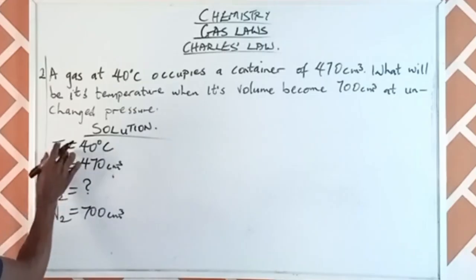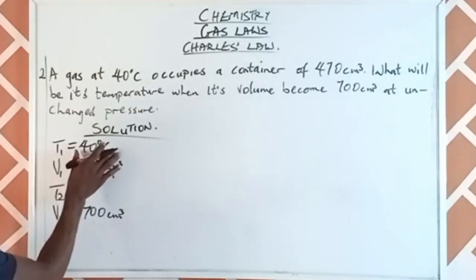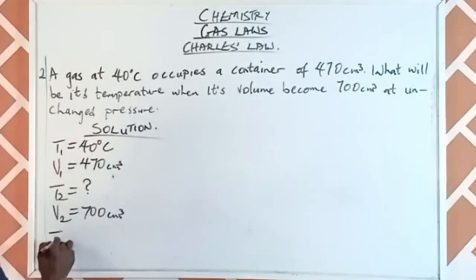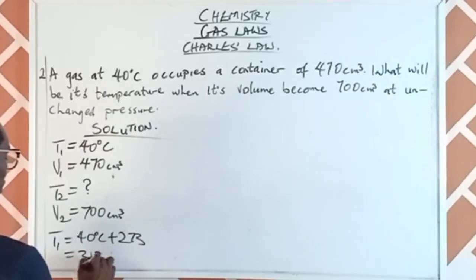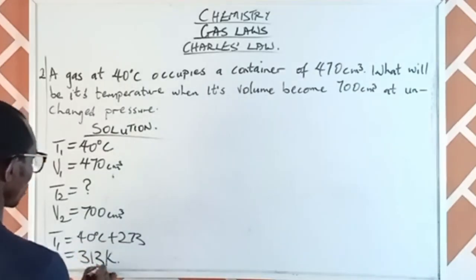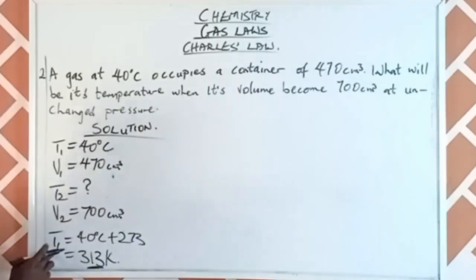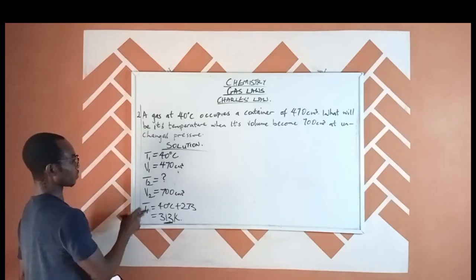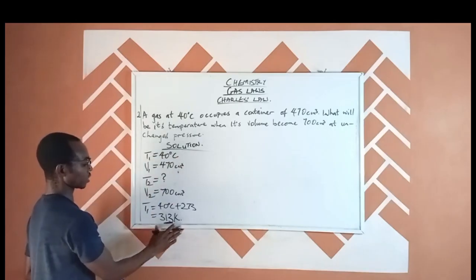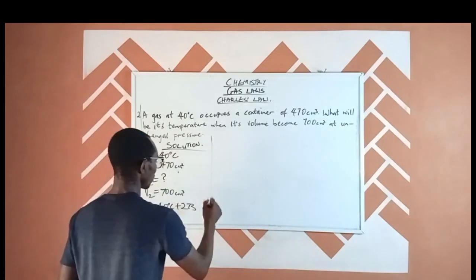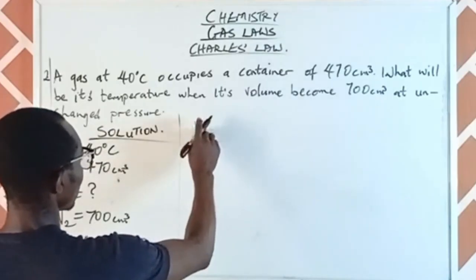So from here now, we need to bring out our Celsius. Our T1 is in Celsius scale, so we need to convert it to Kelvin scale. So T1 is 40 degrees Celsius plus 273, and that is going to give us 313 Kelvin. That is going to be the unit of that particular temperature. So we have our temperature, which was given as Celsius scale to be 40 degrees, converted to Kelvin, it is now giving us 313. So now we can bring in our Charles' law.